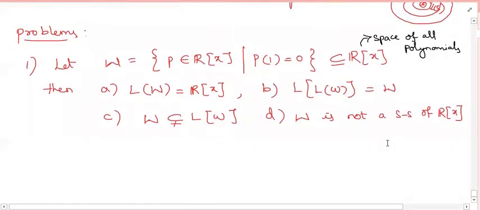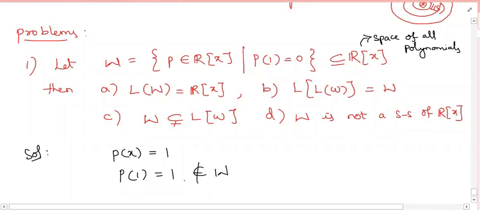Because, solution. See, first of all, I will write why A is not true. L of W is not R of X. For example, if you take the constant polynomial P of X is equal to 1, so P of 1 is 1 only, cannot be 0. P of 1, it's a constant, it is 1. So that's why P does not belong to W, but P is in R of X, right? P is in R of X.